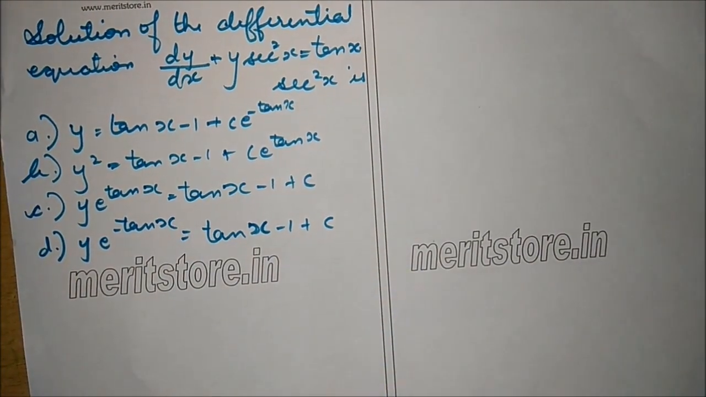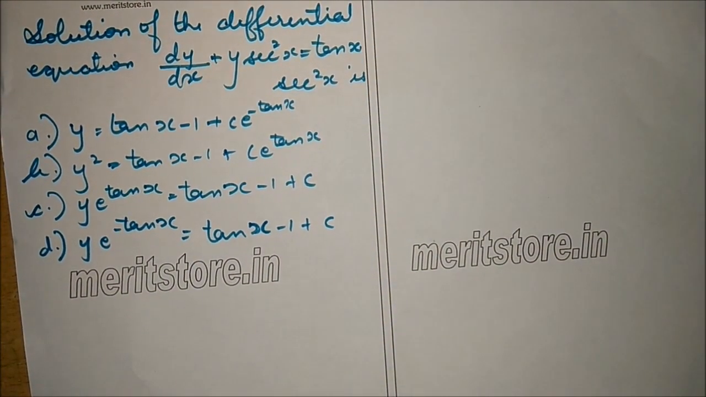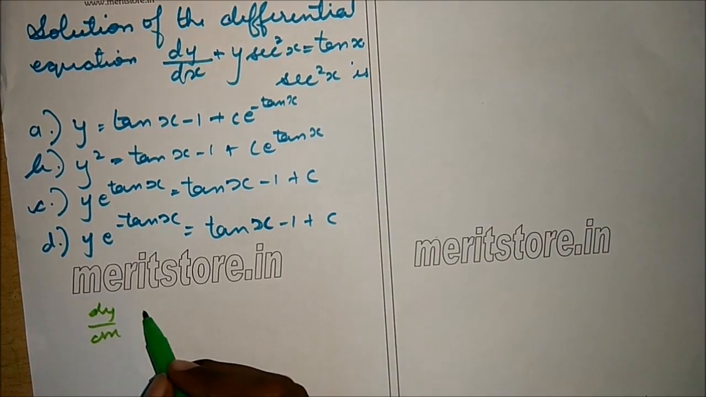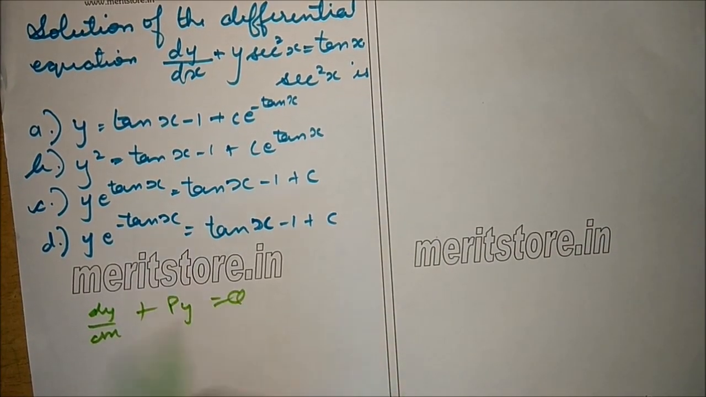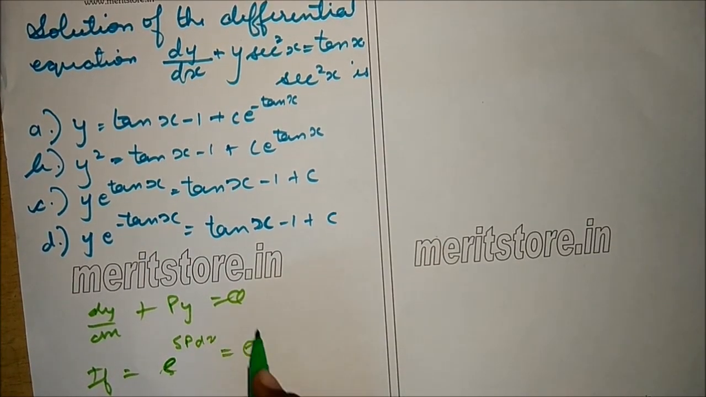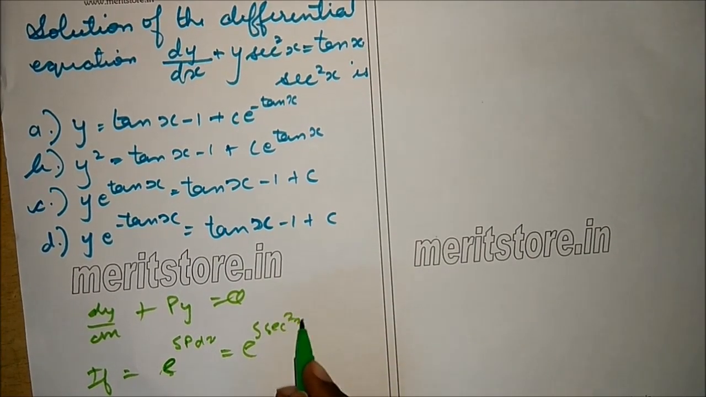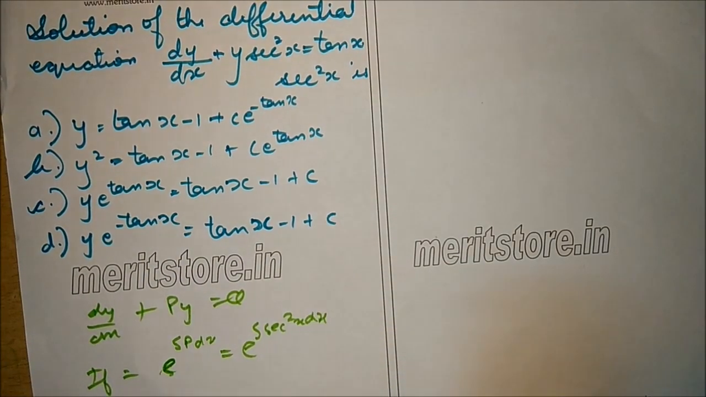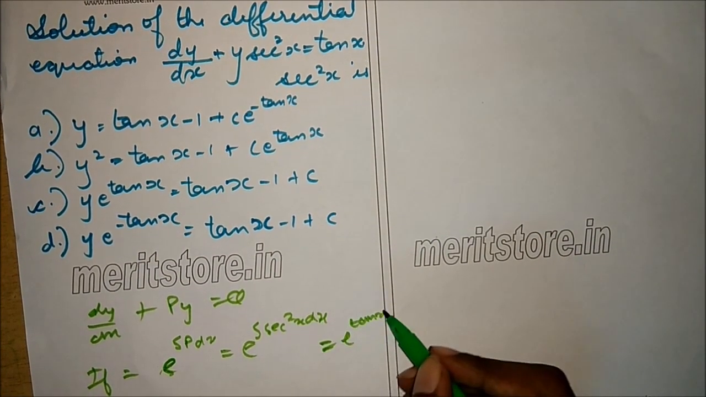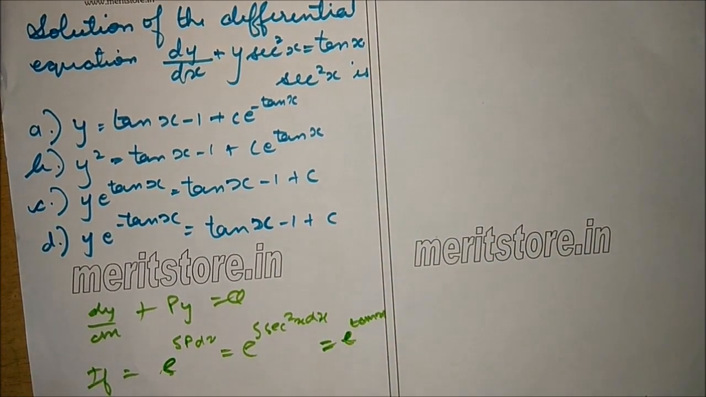The given differential equation is dy by dx plus y into sec square x equals tan x sec square x. This is in the form of dy by dx plus py equals q. So integrating factor will be e raised to integral p dx, which is equal to e raised to integration of sec square x dx. So integration of sec square is tan x. This will be e raised to tan x, which is the integrating factor.